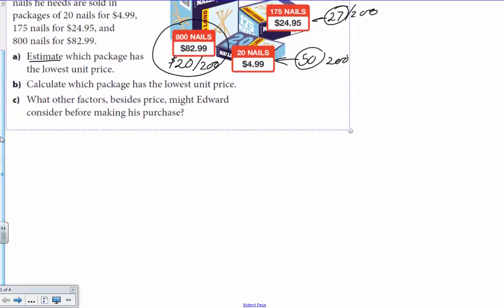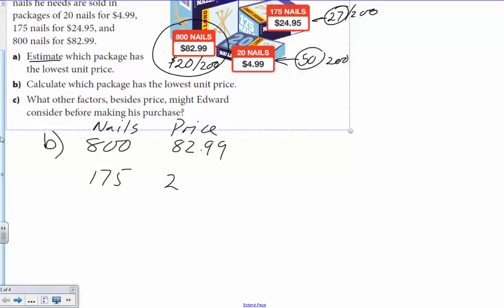Now, calculate which package has the lowest unit price. Now we got to prove it. So what we'll do for part B, we're going to prove that 800 nails has the lowest price. So what I'm going to do is I'm going to organize this a bit: 800 nails, number of nails 800, price $82.99. And then I've got 175 nails for $24.95. And then finally you have 20 nails for $4.99.